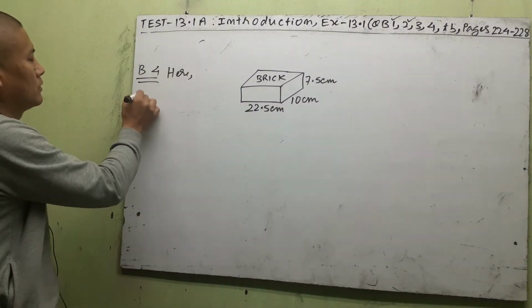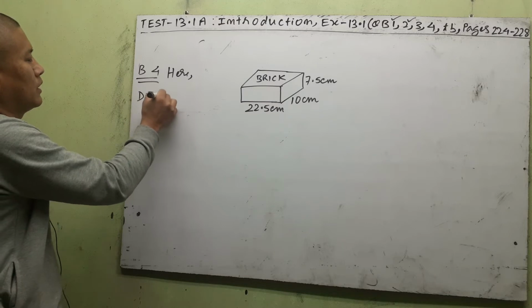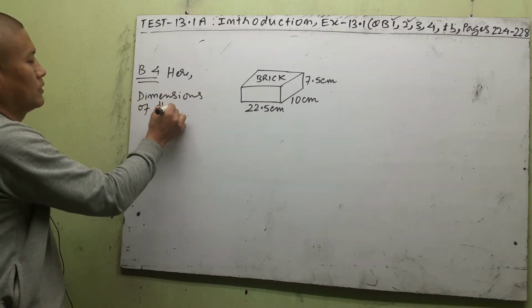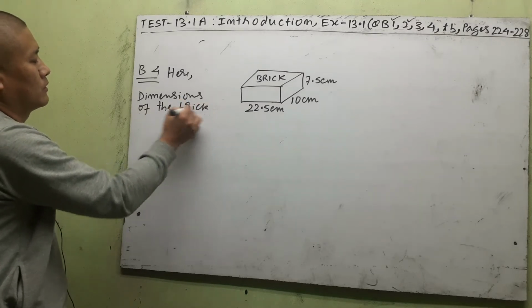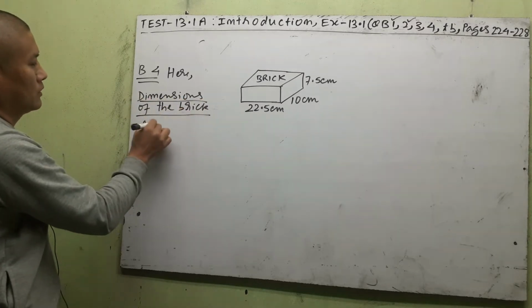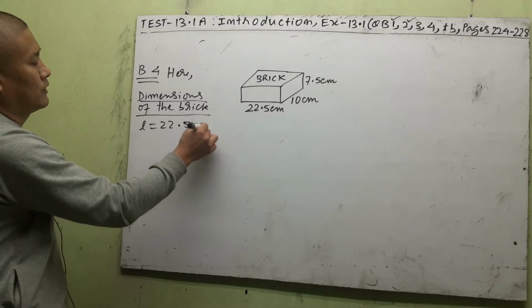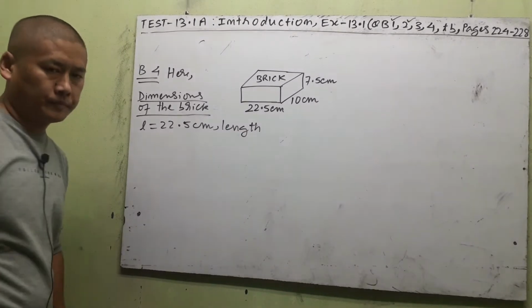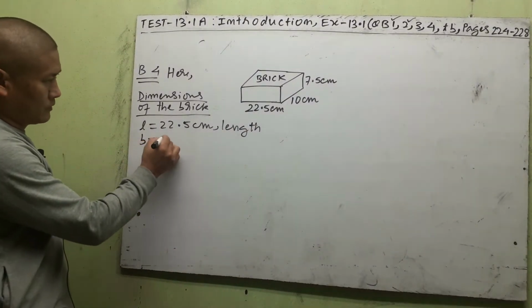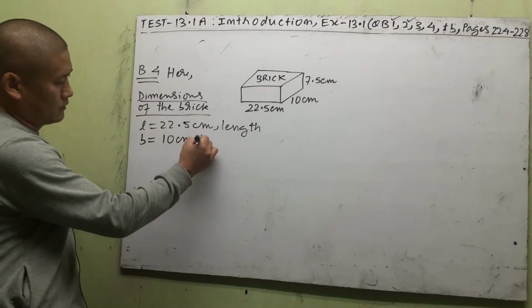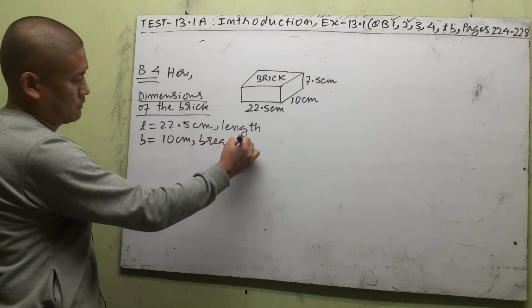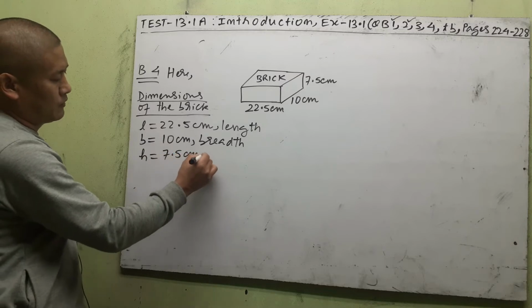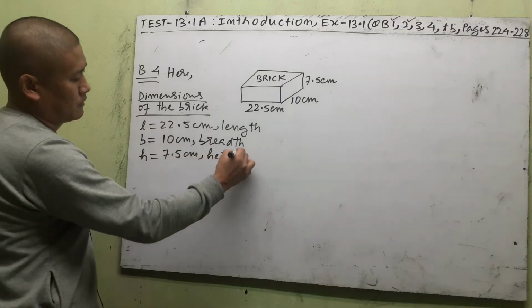So here, dimensions of the brick as given in the question. Length is 22.5 centimeter. The length, and the breadth is 10 centimeter, and the height is 7.5 centimeter.